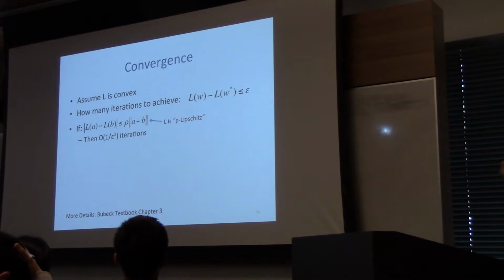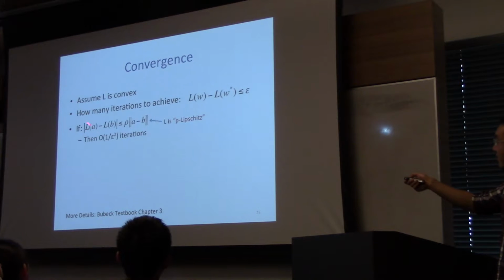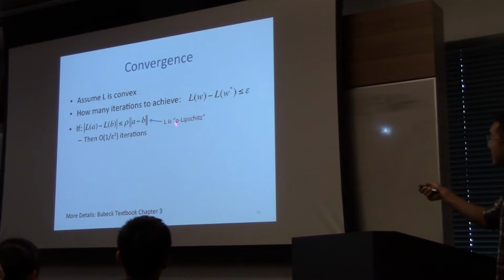Now let's talk about convergence in a little bit more formal way. Assume that our loss function is convex. How many iterations does it take to achieve a W whose loss is within epsilon of the optimal loss? If this property is satisfied, so for any two points A and B, the loss difference between A and B is less than or equal to the difference between A and B times some fixed constant rho, this is called rho Lipschitz. If such a rho exists, then the number of iterations is on the order of 1 over epsilon squared.